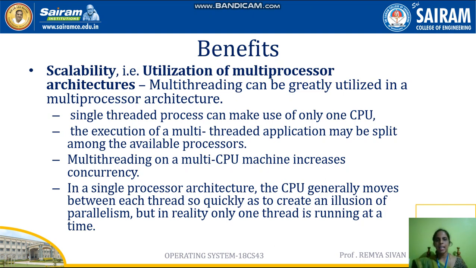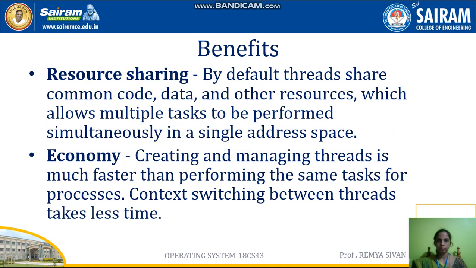Multi-threading can be greatly utilized in a multiprocessor architecture. A single-threaded process can make use of only one CPU. The execution of a multi-threaded application may be split among available processors, and multi-threading on a multi-CPU machine increases concurrency. In a single-processor architecture, the CPU moves between threads so quickly as to create an illusion of parallelism, but in reality only one thread is running at a time.